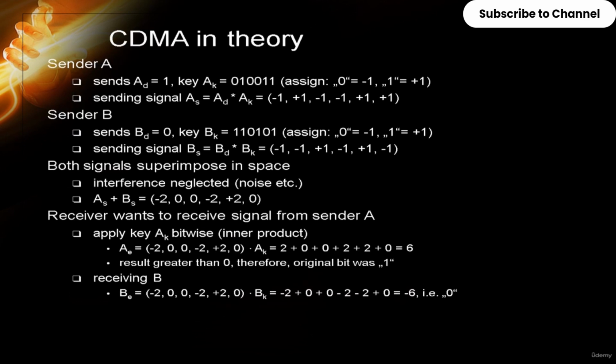An example is given here. Sender A is sending data bit 1 and a key, A's key, like 010011.